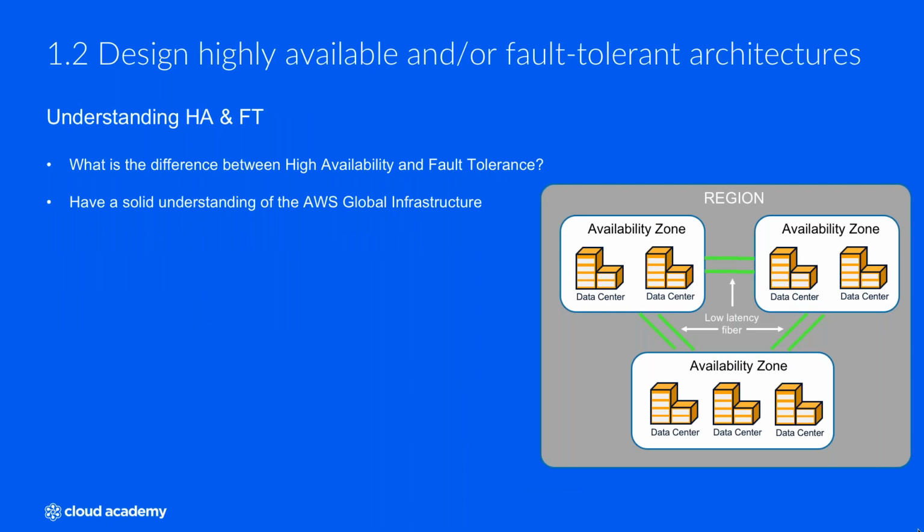So on to 1.2, design highly available and or fault tolerant architectures. So you need to understand high availability and fault tolerance. So what's the difference between HA and fault tolerance? Now, I looked into this because there's lots of conflicting information. A lot of it sounds the same.